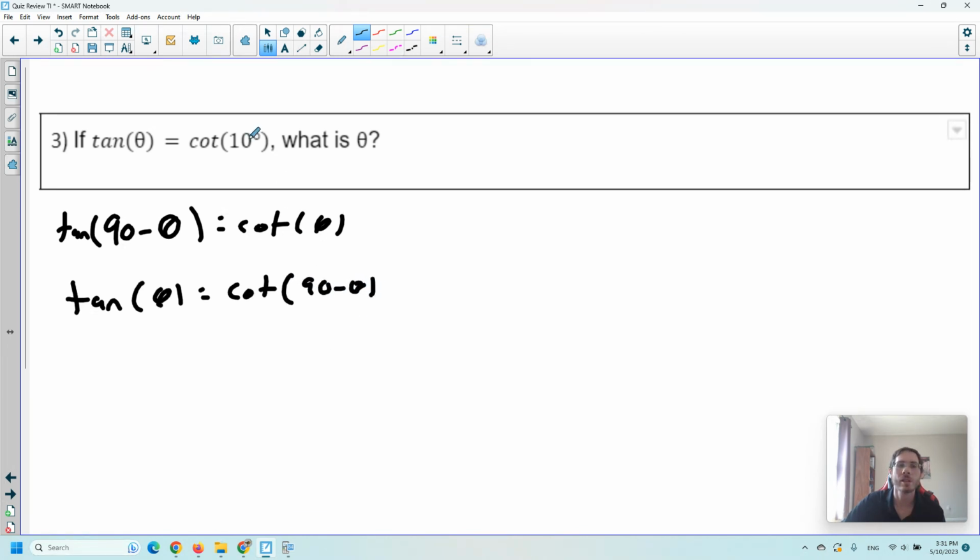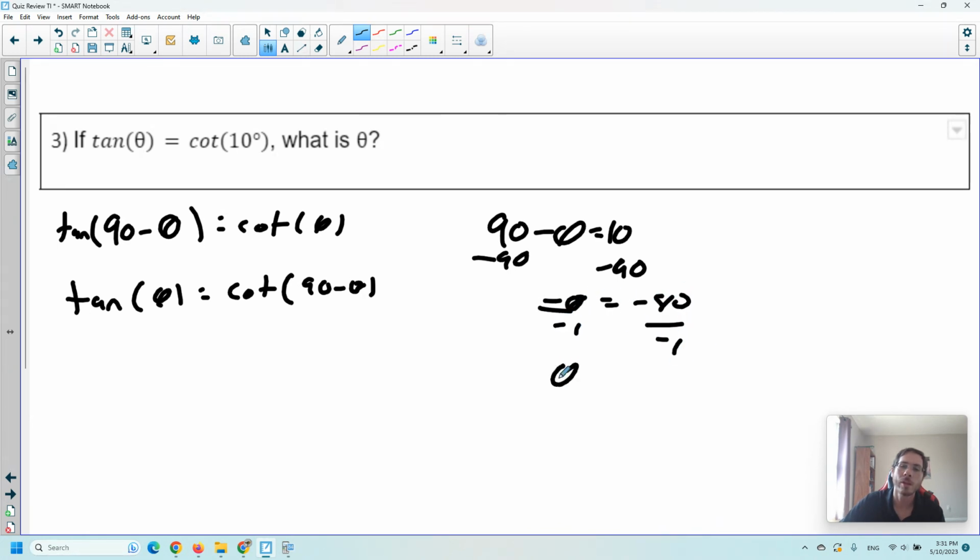And now we could see, in order to get 10, I need 90 minus theta to be equal to 10. If I do minus 90 both sides, negative theta equals negative 80, divide by negative 1. So I get theta equals 80 degrees. So we're going to get 80 degrees. So that's using the cofunctions.